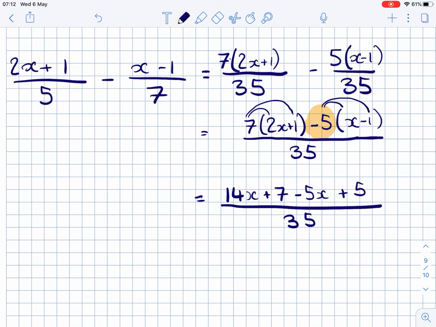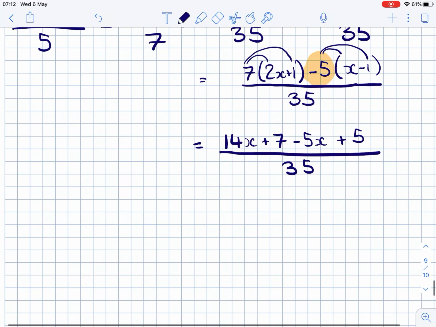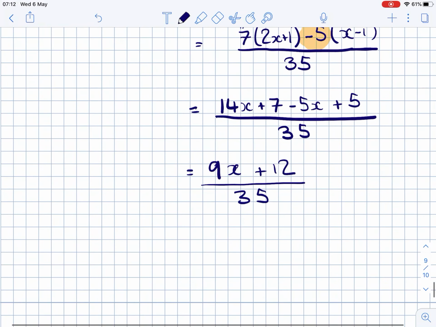This is the most common mistake that generally gets made, people forgetting that if you've got a negative in front of that second bracket, it's going to affect both terms within that bracket. So a negative times a negative is going to give me my plus 5. And now I can start simplifying. Okay, so 14x minus 5x is 9x. And 7 add 5 is going to be 12 over 35.